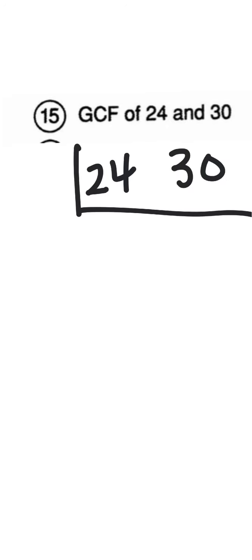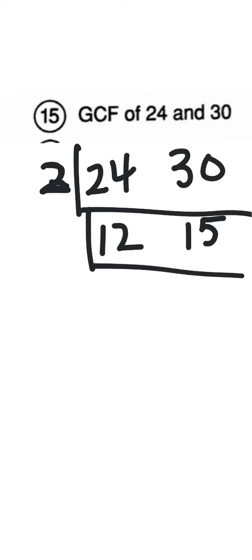And now we're going to write our little ladder and figure out what numbers can go into both of these numbers. Well, I know they're both even numbers, so that means I can divide by 2. If you wanted to, you can use a bigger number, but I'm going to do 2 right now because I like starting off easy like that. So what's 24 divided by 2? Well, that's 12. And what's 30 divided by 2? That's 15. So I'll go down to my next ladder.